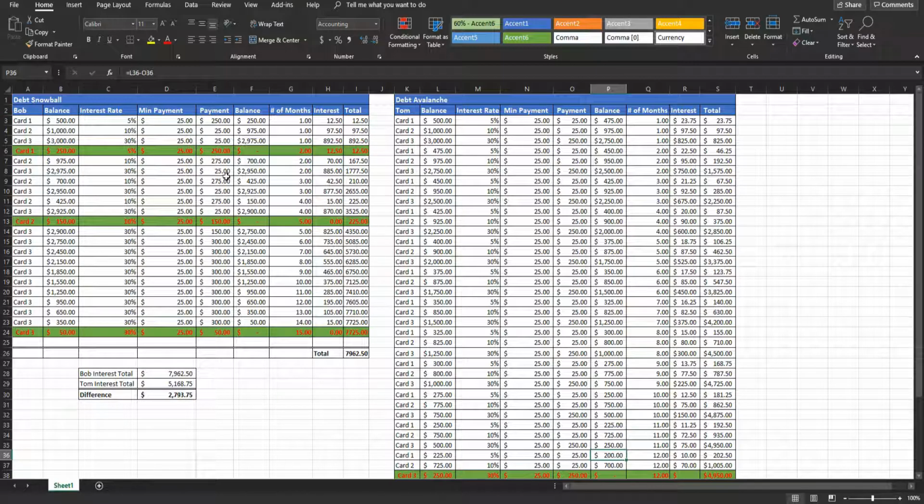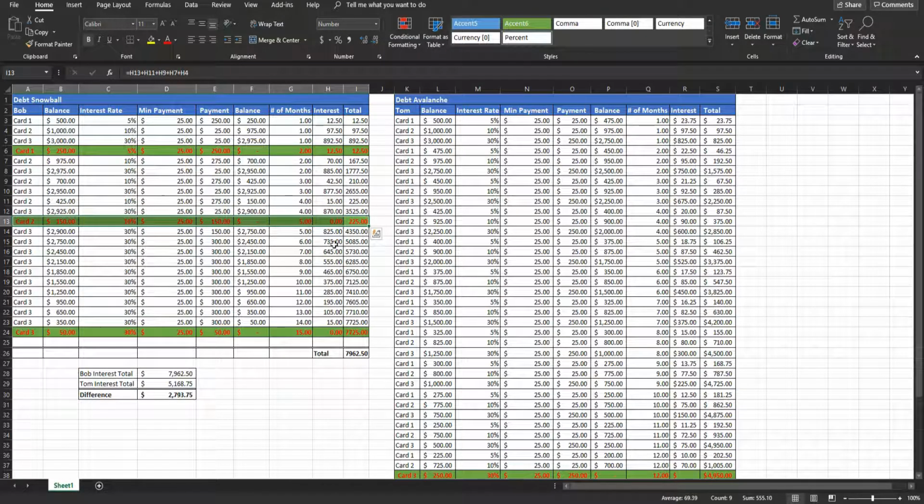Then it takes Bob an additional 3 months, so 5 months total, to pay off the next debt, which is a $1,000 card. And then finally, it takes Bob 15 months to pay the third and final card, and now he is completely debt free.